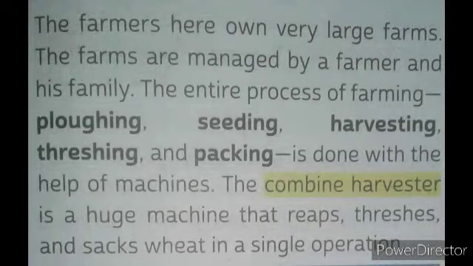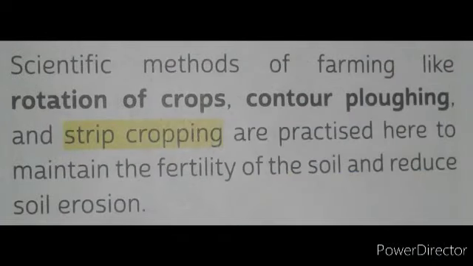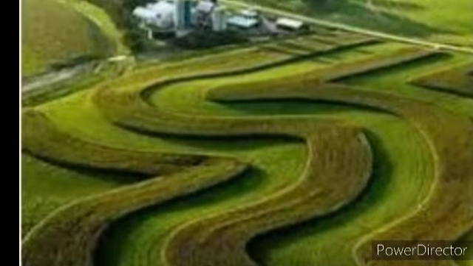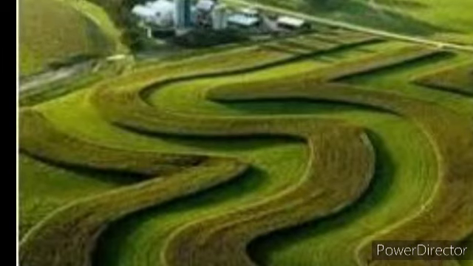The entire process of farming, plowing, seeding, harvesting, threshing, and packing is done with the help of machines. The combine harvester is a huge machine that reaps, threshes, and sacks wheat in a single operation. Scientific methods of farming like rotation of crops, contour plowing, and strip cropping are practiced here to maintain the fertility of the soil and reduce soil erosion. Contour plowing is the farming practice of planting across a slope following its elevation contour lines.